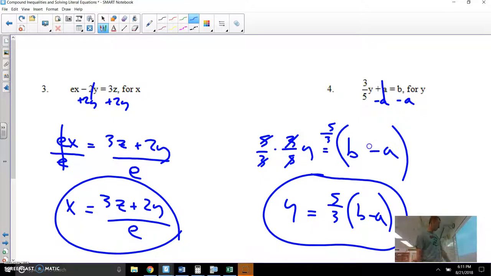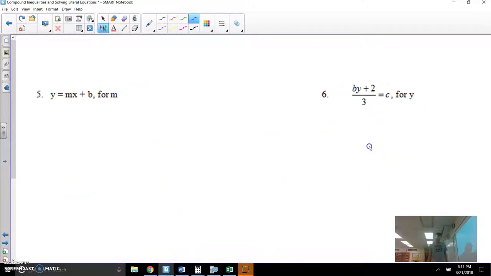Pause the video if you need more time, or scroll back in the video. Here's one that we talked about today. This is the equation of a line. We'll definitely be talking about that a lot this year. Solving for m. Let's start by getting whatever that value of b is on the other side.